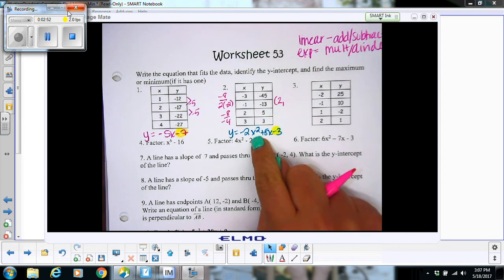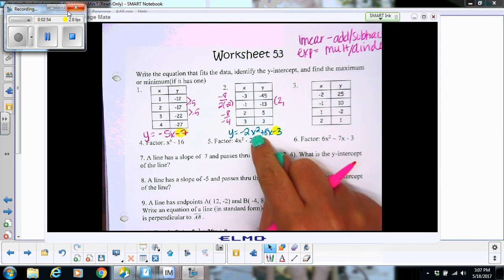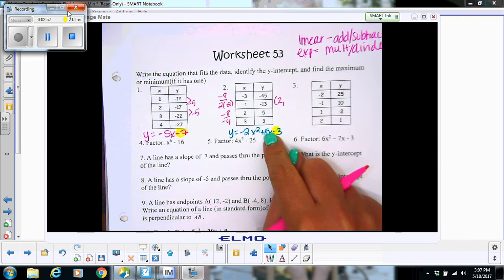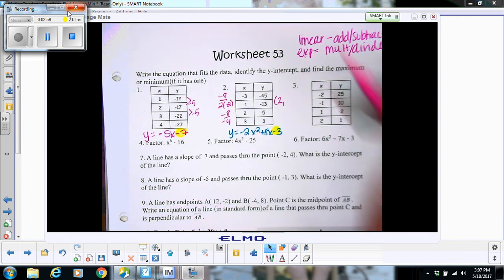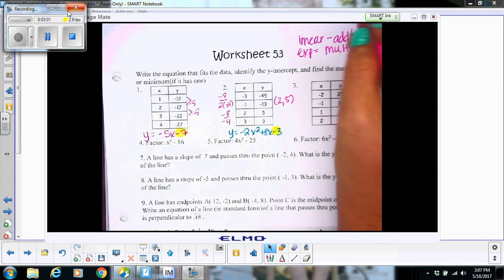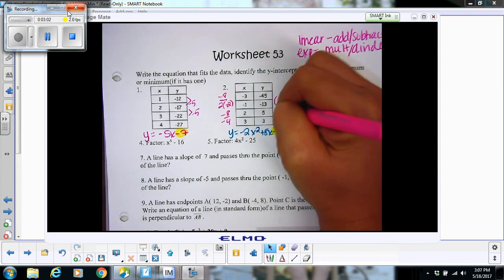If you plug 2 in, 2 squared is going to be 4. That gives me negative 8. Negative 8 plus 16 is 8, and 8 minus 3 is 5, and it would open downward, so it is a max.